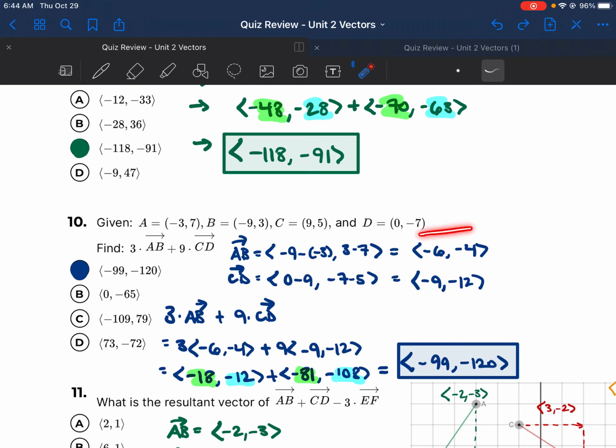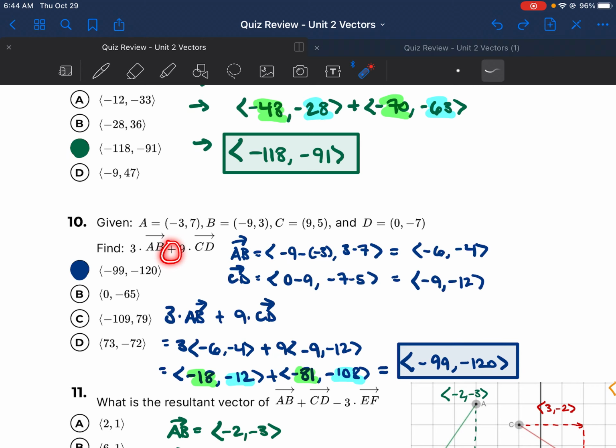So now that we have these two vectors in component form, we can multiply them by these scalars. We're going to multiply vector AB times scalar 3, vector CD times scalar 9. That's done right here. So notice that 3 times vector AB, I get vector with components negative 18, negative 12. 9 times vector CD, I get vector with components negative 81, negative 108.